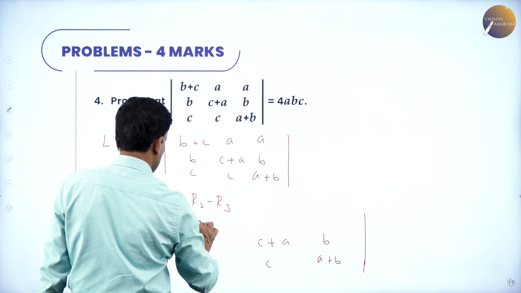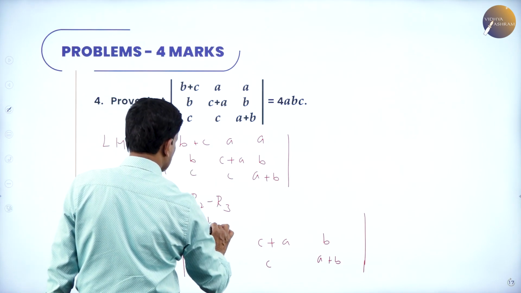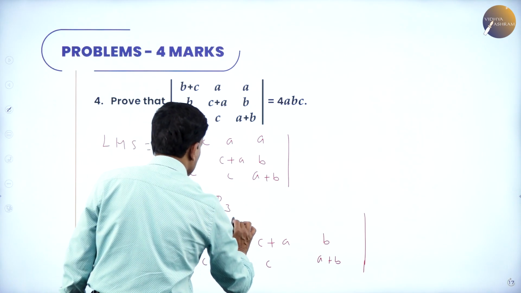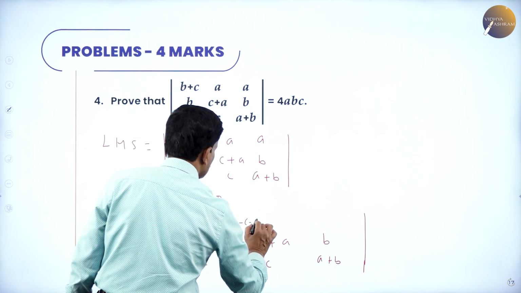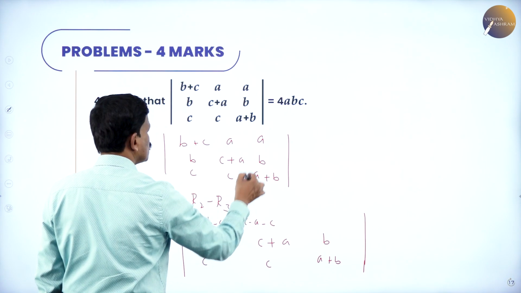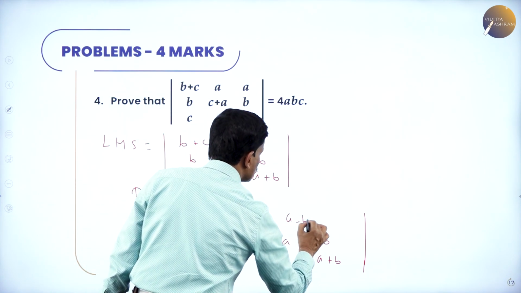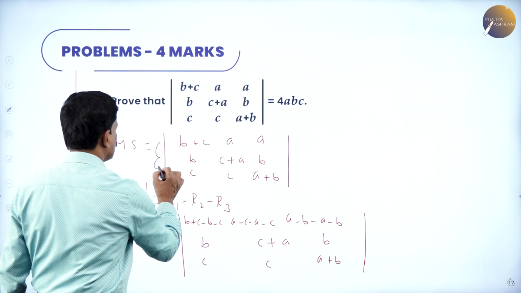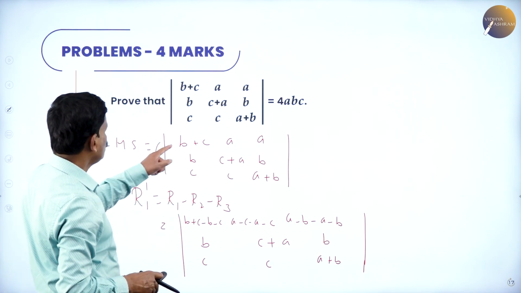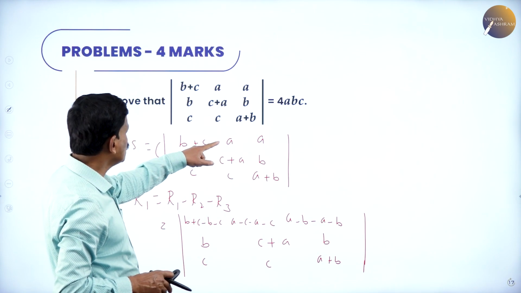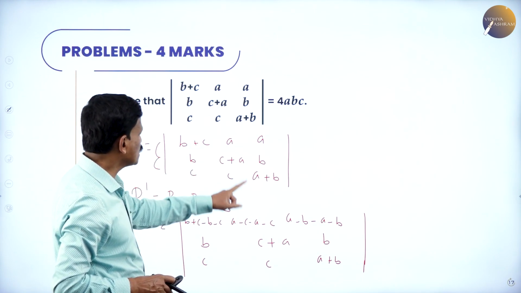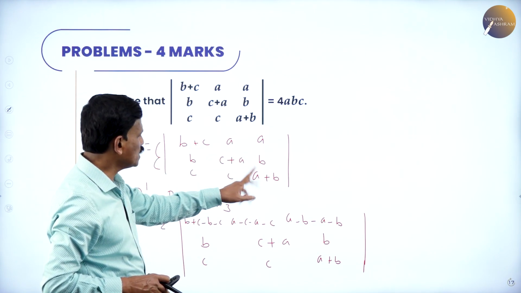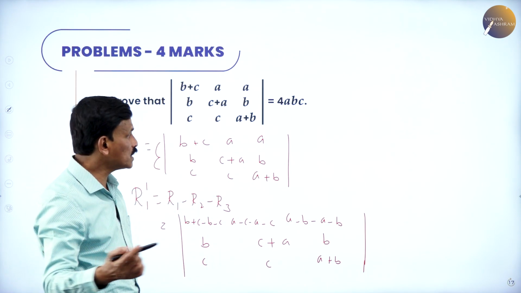So B plus C minus B minus C. Again A minus C minus A minus C. This minus this. Again A minus B minus A minus B. See here, subtract all these. B plus C minus B minus C. A, C minus A minus C. A minus B minus A minus B. Cancel the terms which get cancelled.